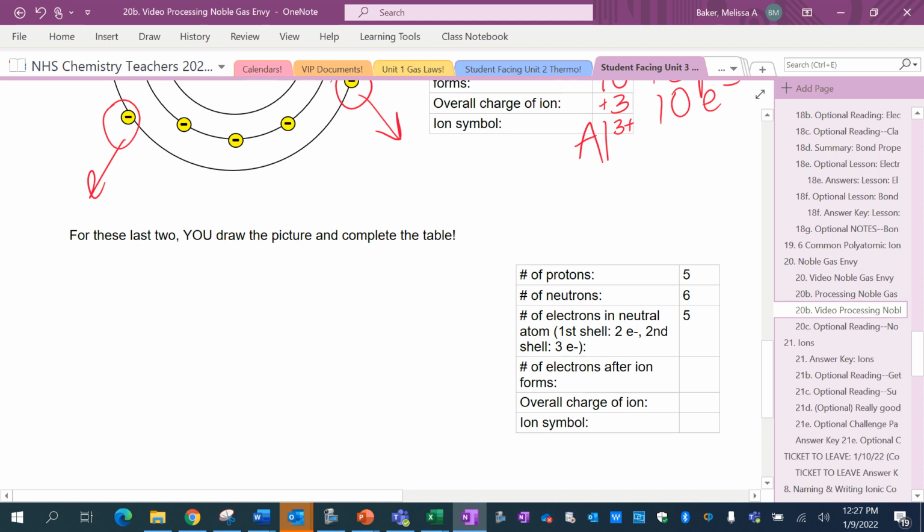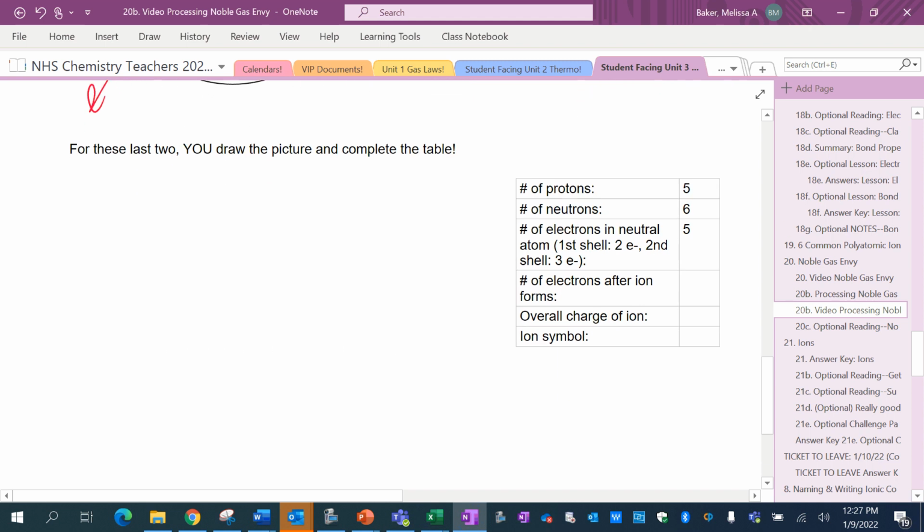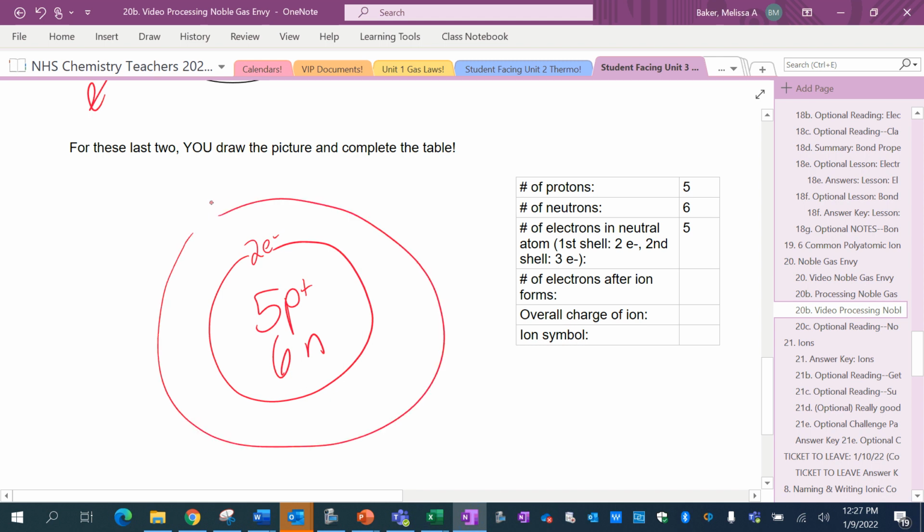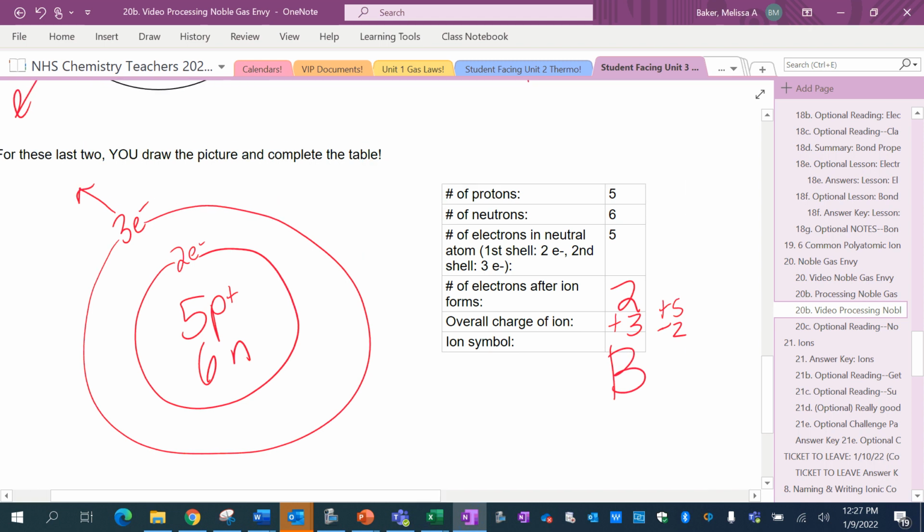For these last two, it says you draw the picture and complete the table. So here we've got 5 positive protons, 6 neutrons. First shell has 2 electrons. Second shell has 3 electrons. And how many electrons after the ion forms? Well, when it loses those 3, it's only going to have 2 left. And this is 5 positive, 2 negative. So positive 3 charge. So number 5 is boron with a positive 3 charge.